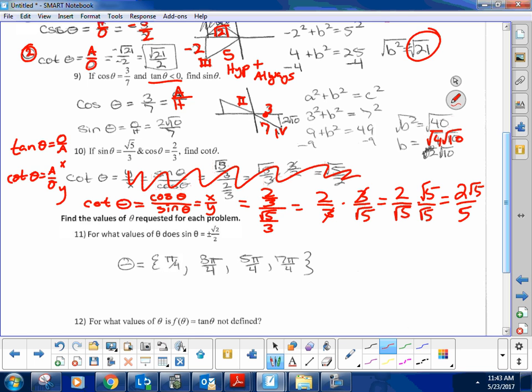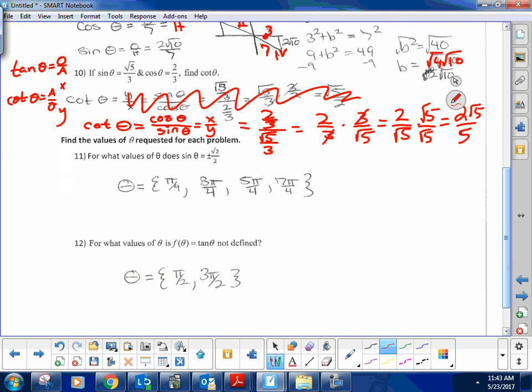All right, now for question 11, it says, for what values is sine equal to square root of 2 over 2 a solution? Well, we have to go back to the unit circle. Remember, sine is y. I'm going to point out pi over 4, 3 pi over 4, 5 pi over 4, and 7 pi over 4 all produce either positive or negative square root of 2 over 2.